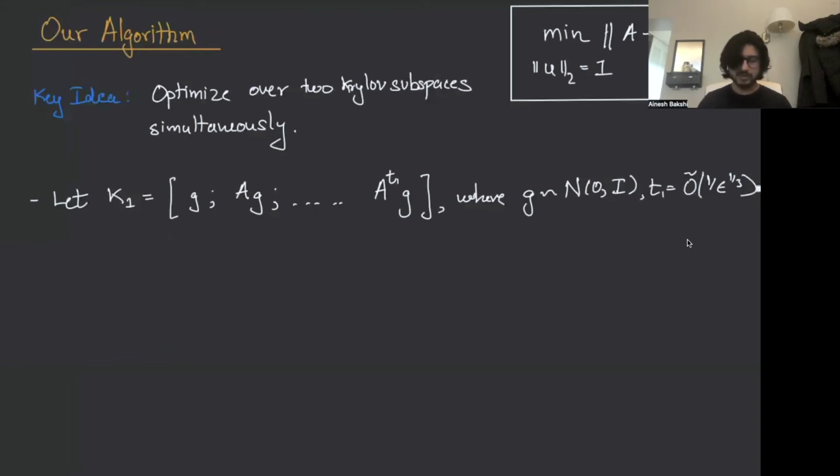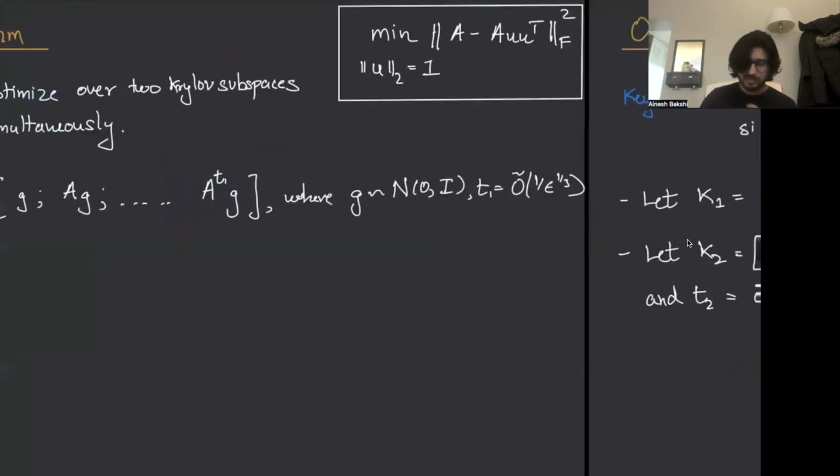Okay, so our algorithm at a very high level does the following. It optimizes over two Krylov subspaces simultaneously. Let K1 be the Krylov space that we saw before. Here we start off with a single Gaussian vector, and we iterate T1 times. Note, since our budget for matrix vector products is at most 1 over epsilon to the 1/3, we can set T1 to be just 1 over epsilon to the 1/3.